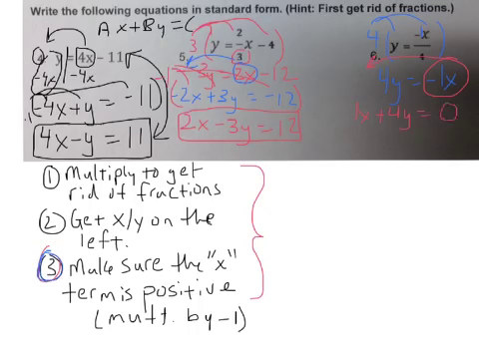Okay? This is in standard form. The only change I would make is that they wouldn't write 1x. They would just write x plus 4y equals 0. So that is your standard form.